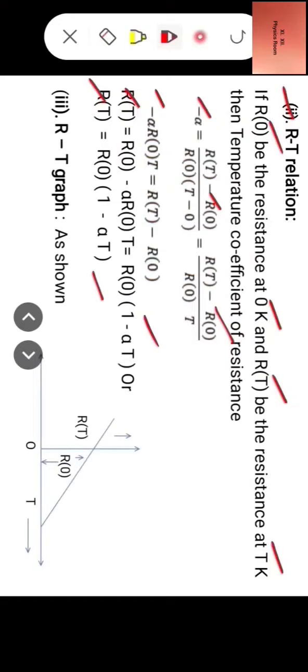Now, the RT graph, third point we take up. The RT graph is as shown. So this is R0, the intercept on the y-axis, RT is on the y-axis and T along the x-axis. So this is how we get the graph. If we plot the graph, it is a straight line as shown, because RT is equal to R0 into 1 minus alpha T is the equation of a straight line.